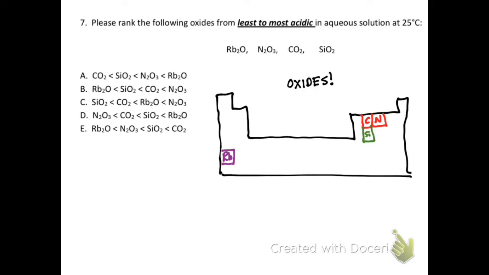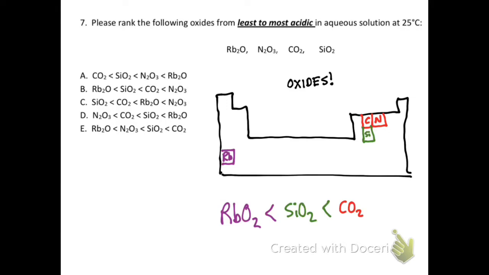Okay, so if we're to arrange these in order, again, as it goes up and to the right, they become more and more acidic. So the most basic is going to be the RbO2, rubidium oxide, followed by silicon's oxide, aka silicon dioxide, which is what you can find in sand.